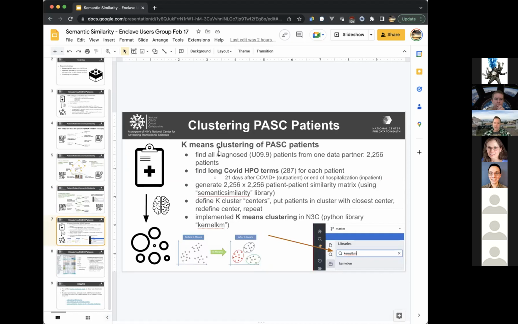We can feed that to another library we wrote called kernel KM, which is our implementation of k-means clustering. Without going into a big long thing, basically we define this space, which is how similar every pair of patients is. If we're looking for 6 clusters, we pick 6 random places in latent space and group the patients by whichever of those 6 points they're closest to.